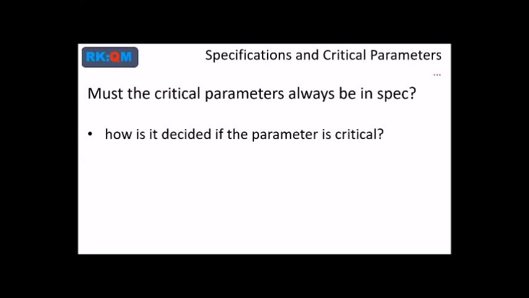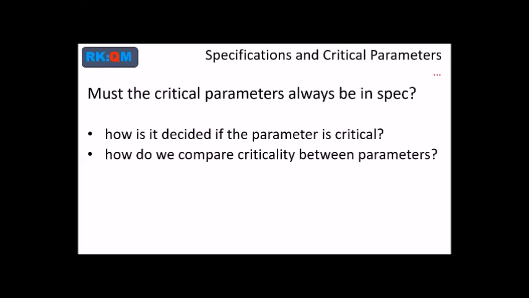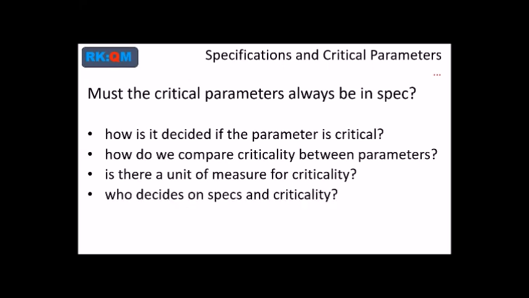So, how is it decided if the parameter is critical? How do we compare criticality between parameters? Is there a unit of measure for criticality? Oh, the height is 4 crits. Thickness, oh, that's only 2 crits. But ovality, that's 8 crits, and so on. Who in your operation decides on specs and criticality? I repeat, specs should be seen as a science, not left to guru's experience, which may be out of date and based on inappropriate influences.